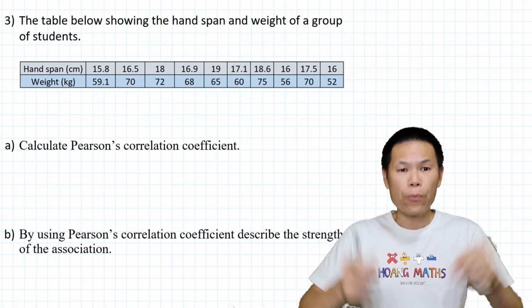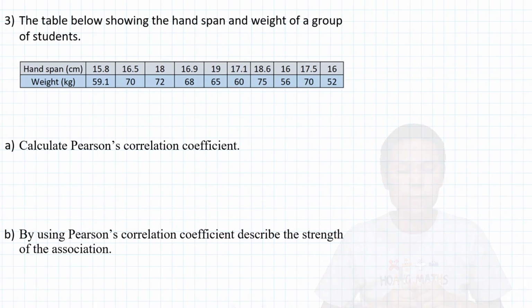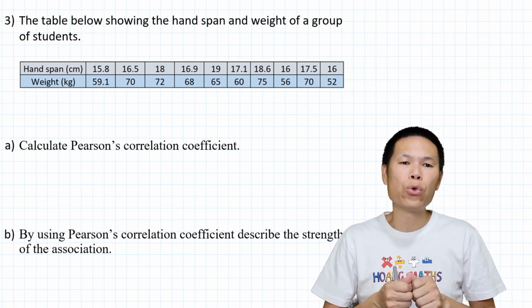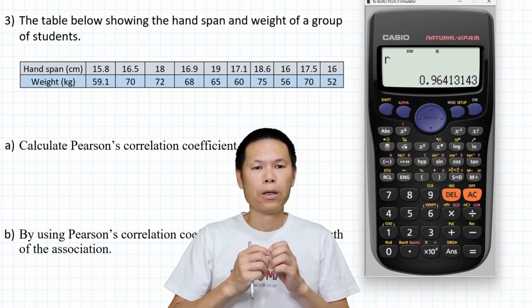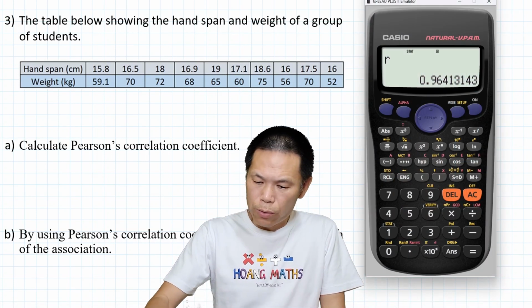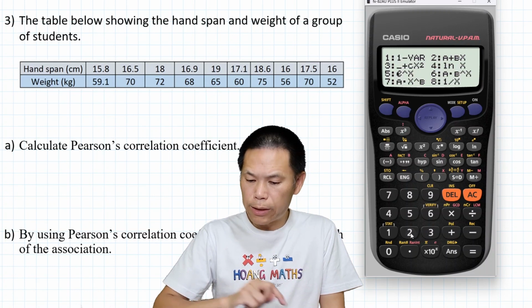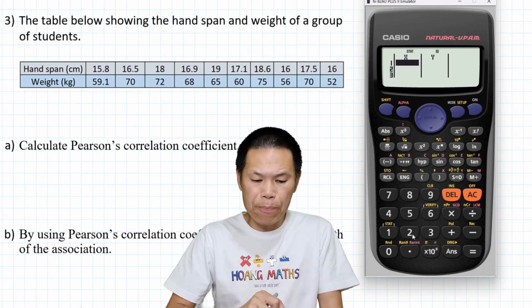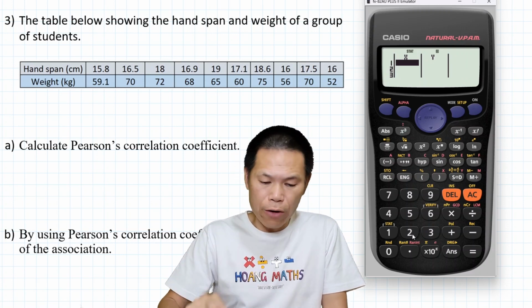Please pause the video and try this one yourself. Hi there, I'm back. How did you go? So let me just go through it with you. So I just go Setup and Stat, that is option 2, and I press option 2 one more time. So I just enter the x variable first.